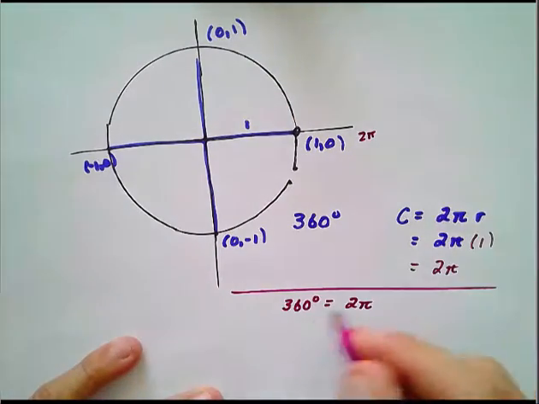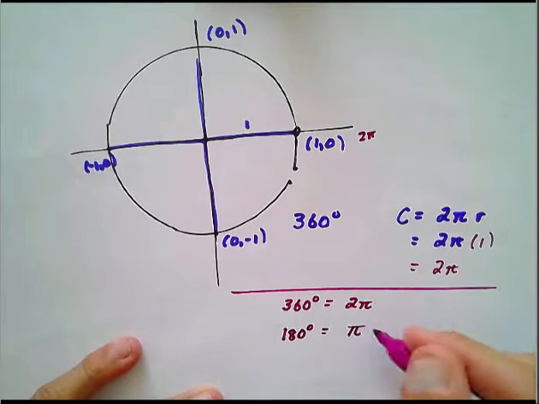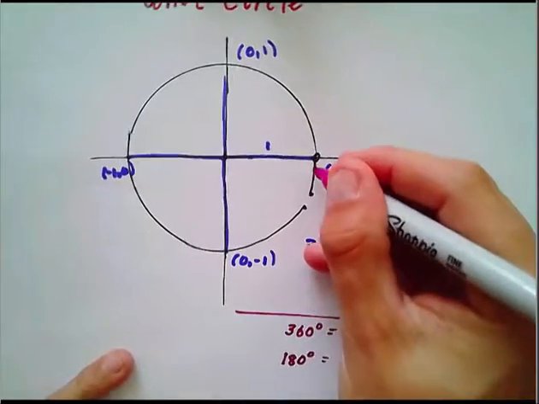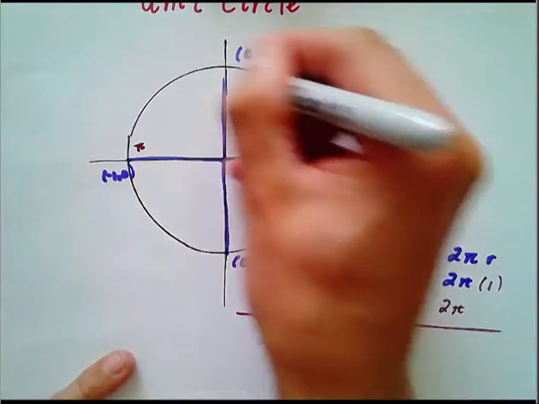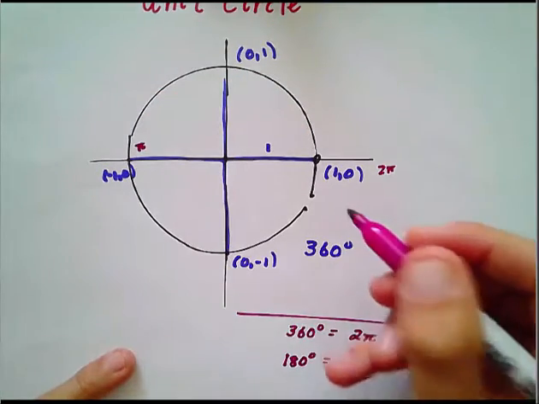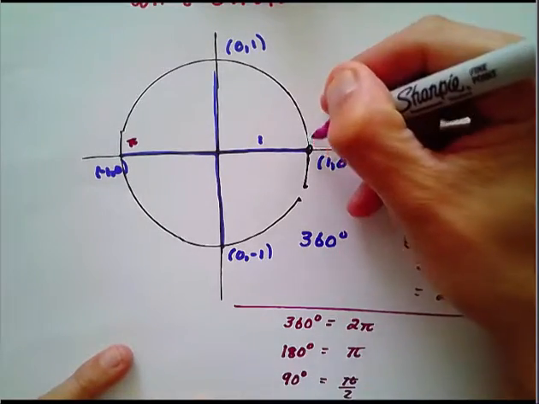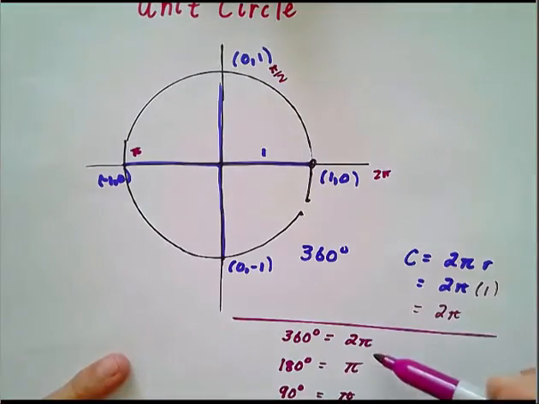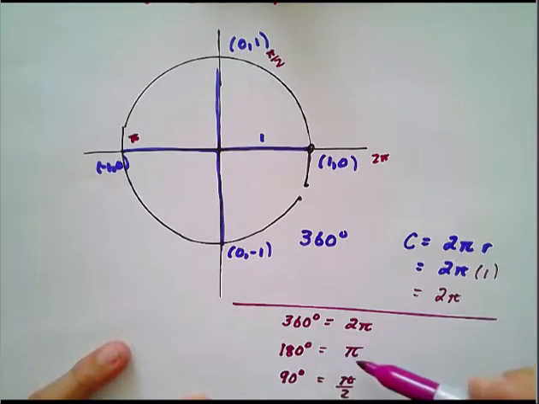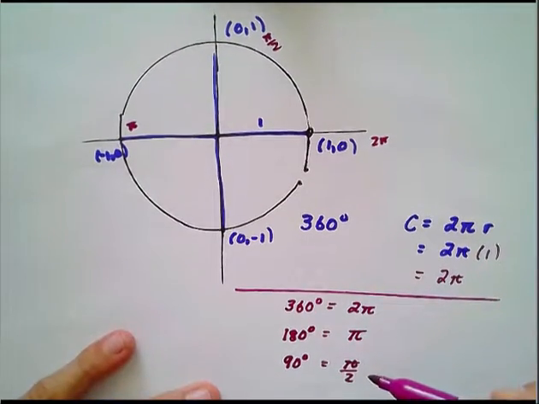We also know if we divide by 2, halfway around is equal to pi. Divide each side by 2, so halfway around is pi radians, 180 degrees. If we divide by 2 again, we get 90 degrees, and that's equal to pi over 2. So from here up, we get pi over 2. And now you have some conversions. Okay, 180 degrees converted to radians is pi. 90 degrees converted to radians is pi over 2. And guess what?